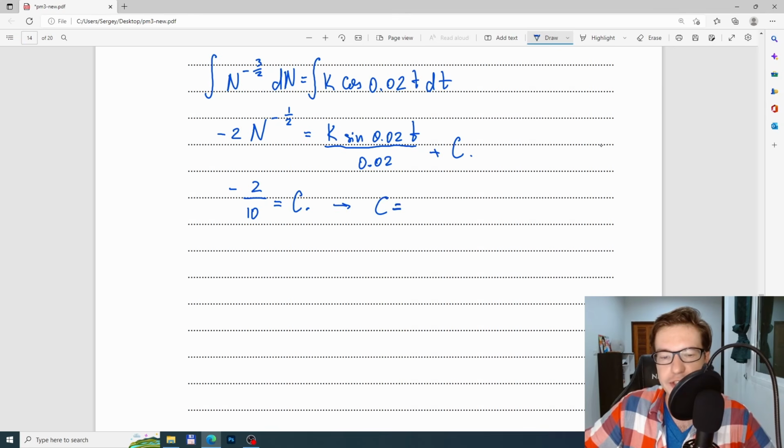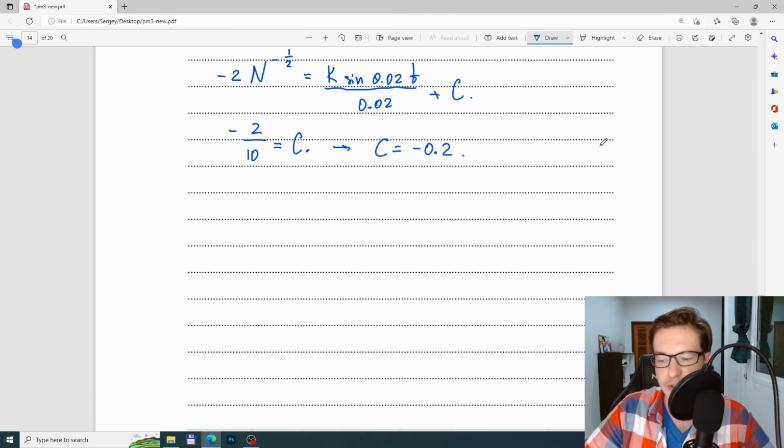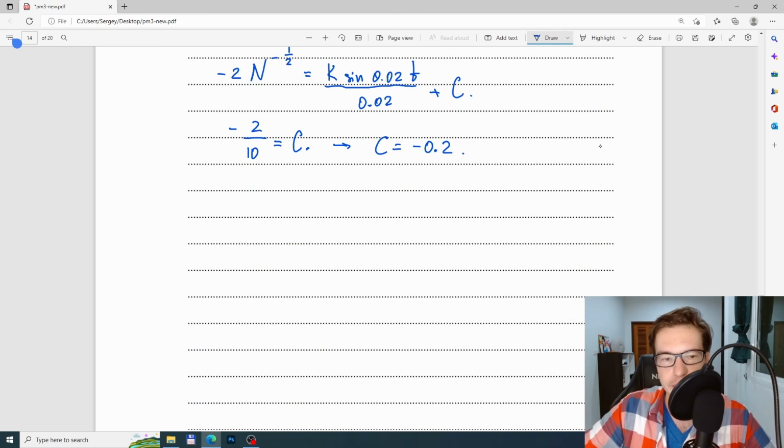So that means c equals -0.2. And we also calculate that 1 over 0.02 is going to be 50. So our equation is going to be -2 over square root of n equals 50k times sine 0.02t minus 0.2. And I will leave this as my final answer.